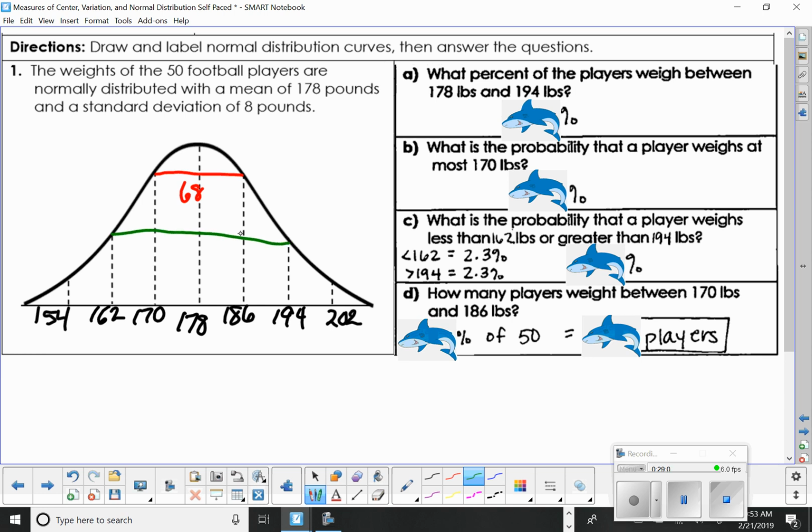From here to here is 95% of the data. And from here to here is 99.7% of the data. So, what percent of players weigh between 178 and 194 pounds? Here's 178, here's 194, and you're going, ooh, you don't know that, but yet you do.